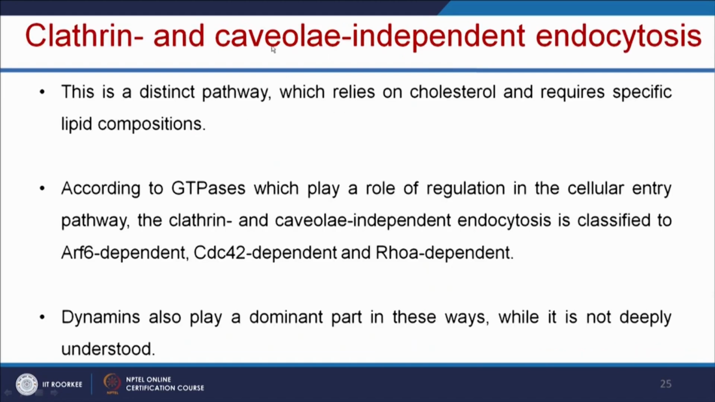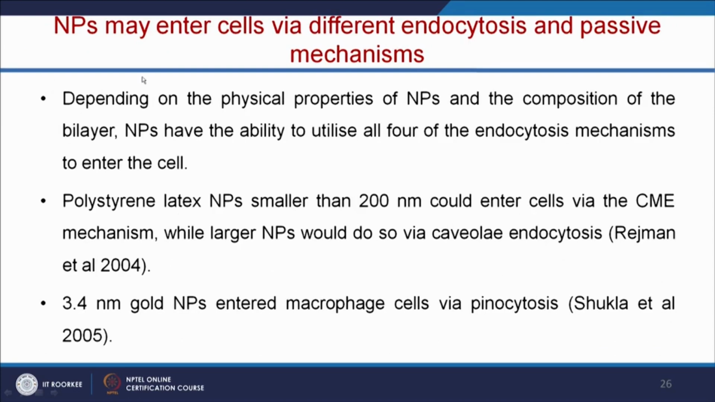In this clathrin and caveolin independent endocytosis, which mainly relies on cholesterol and requires a specific lipid composition, according to the GTPases, which play a major role in regulating this cellular entry pathway, this clathrin and caveolin independent endocytosis is classified into ARF6 dependent, CDC42 dependent or RhoA dependent. And here dynamin also plays an important role, but the mechanism is not completely understood. So let us see some of the examples.